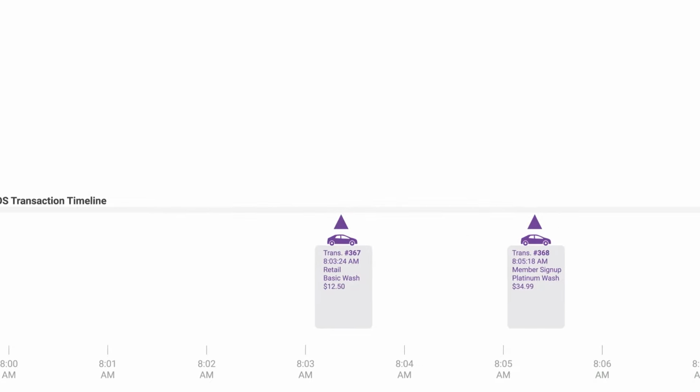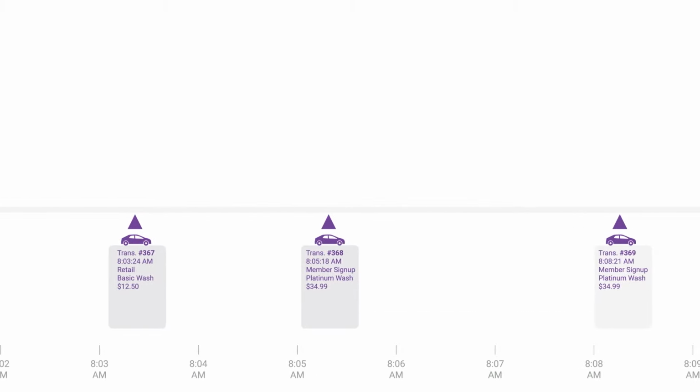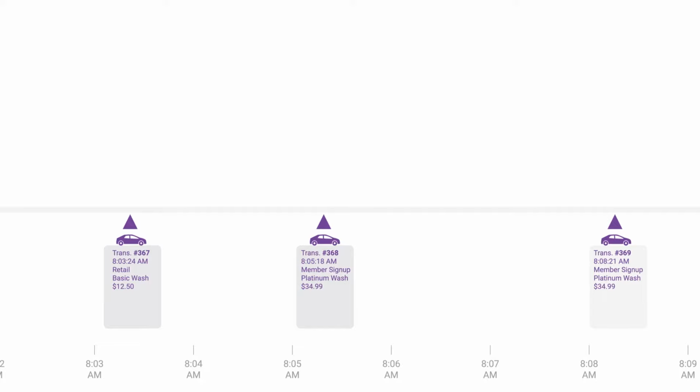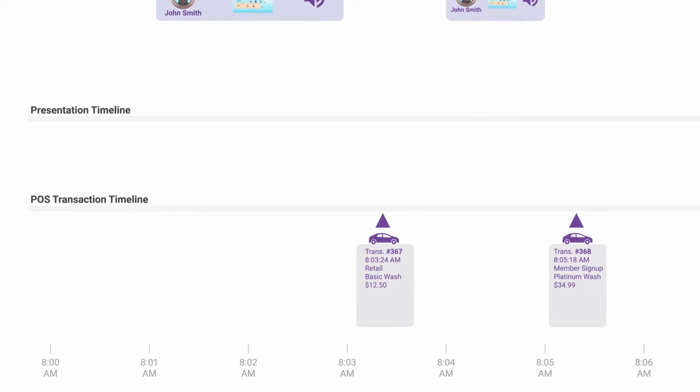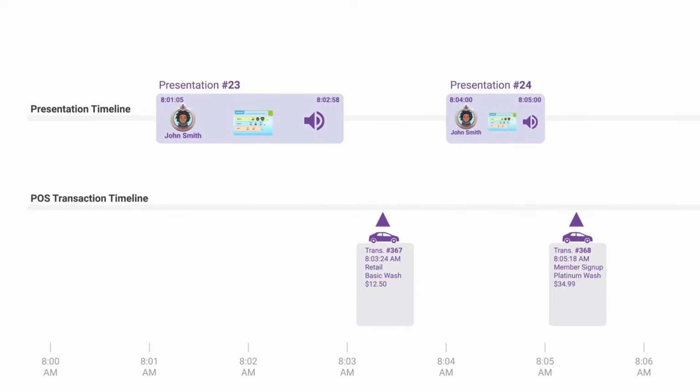We start by looking at the POS transaction timeline. On this timeline, we can see when each of these vehicles visited and were transacted at the pay station or the POS terminal. We see the timestamp on all of that. Then we layer in the presentation timeline. Now we look at when those presentations were given, when they started and ended, who was there, which slideshow, and we have the audio file. And so then we can link it to the next transaction that occurred.